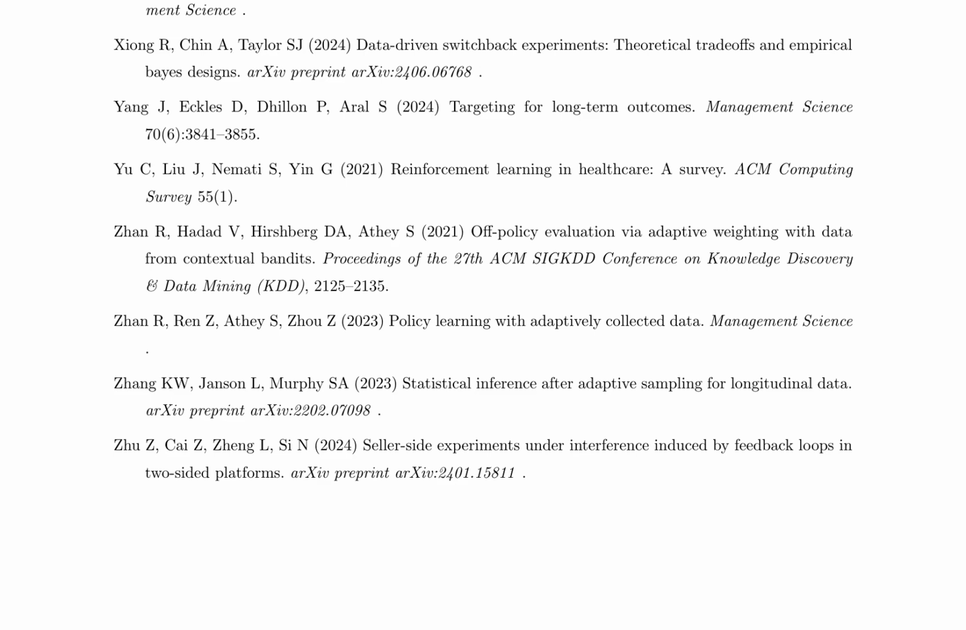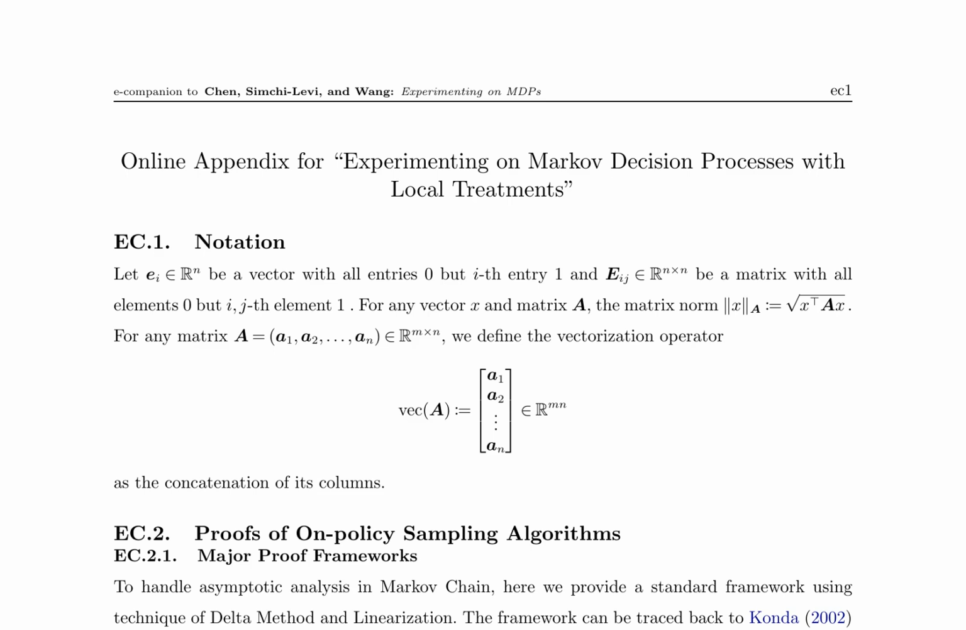in improving decision-making processes. The supplementary notation section of the research paper introduces the vectorization operator vec(A), which concatenates the columns of a matrix A, and the matrix norm ‖X‖_A, defined as the square root of X transpose times A times X.